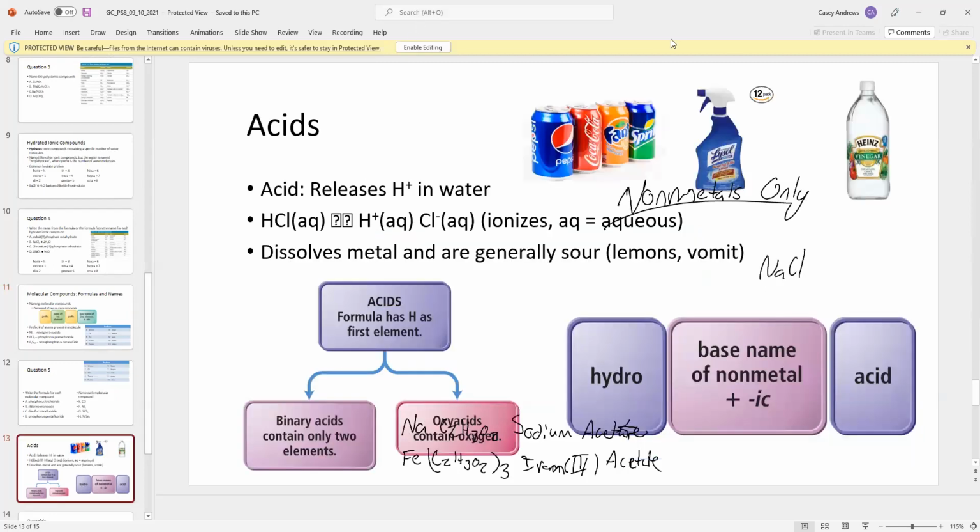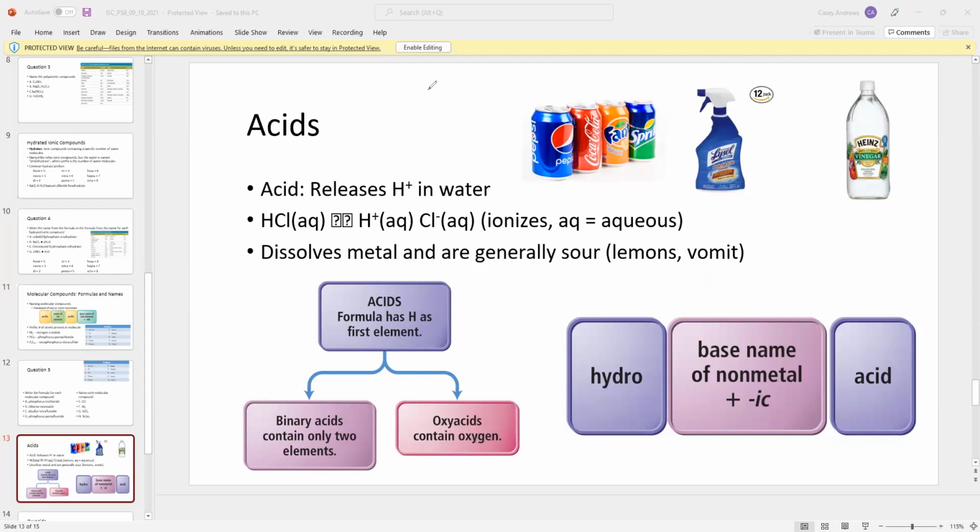Acids, okay. If it's a binary acid that is only 2 things, then it's easy to name. So HCl, you always say hydro, then the name of the nonmetal, chlor, and you add -ic acid: hydrochloric acid. H2S would be hydrosulfuric acid. HF, and it's always going to be H something: hydrofluoric acid.